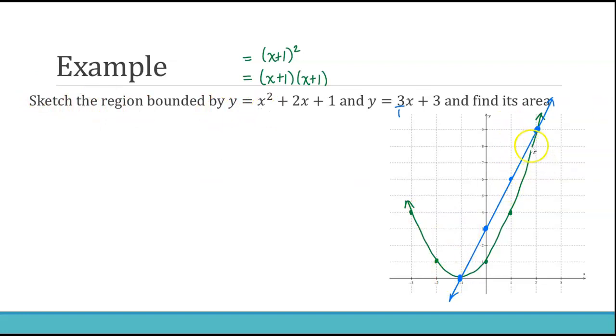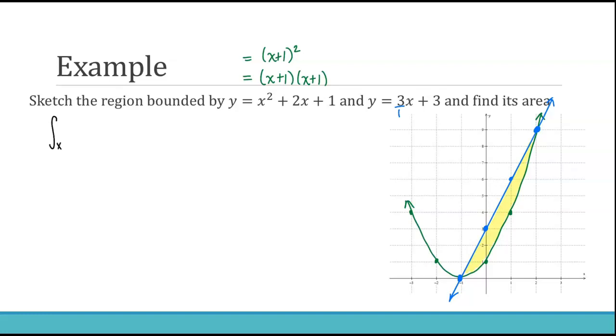So sketch the region bounded by these two curves. So the region that's bounded by these two curves is this portion here that's trapped between them. So this is the region that we are referring to. And then find its area. All right, so to find its area, we're going to go ahead and need our limits of integration. So those are going to be the x values of the intersection points. So we're extending here from x equals -1 to x equals 2.